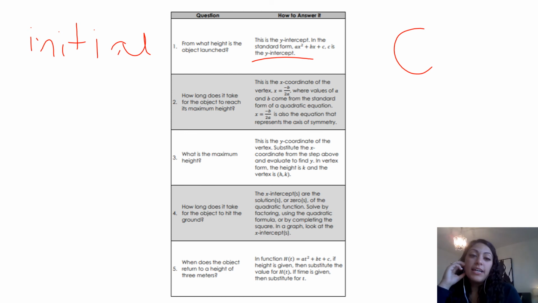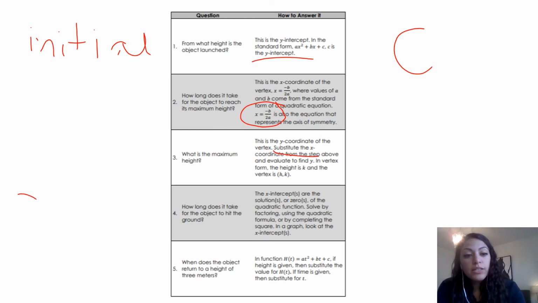Now, number 2 says, how long does it take for the object to reach its maximum height? We did that one. That's how long, so time, so that's x. And to reach maximum, you've got to think maximum relates to the vertex. So that's when we use x equals negative b over 2a. Another question they can ask us is, what is the maximum height? Again, we substitute the x value. We did all that.